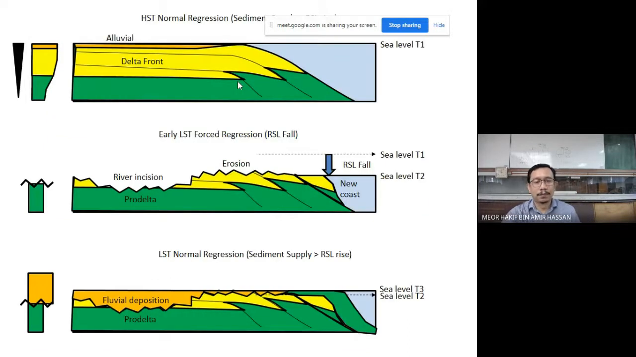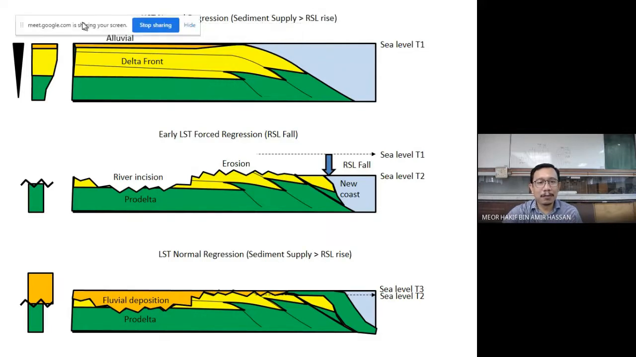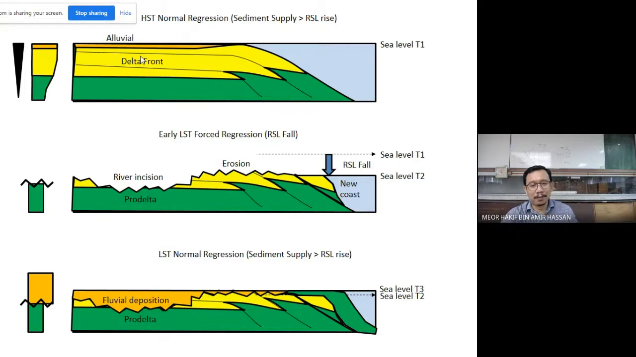All right. Now, let's just have a brief look at how you get the development of a sequence boundary. Okay. So, let's start with a high stand phase. So, during high stand, right, relative sea level is very high. Aras selalu amat tinggi. So, this is your relative sea level during time 1, during the HST. Right. But sediment supply is slowing down. Because of that, you get aggradation followed by progradation.